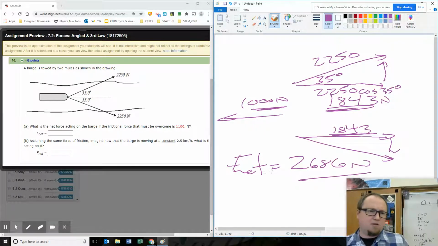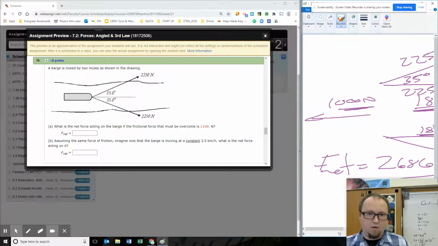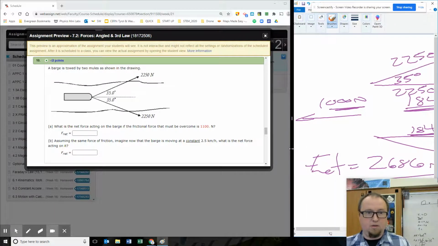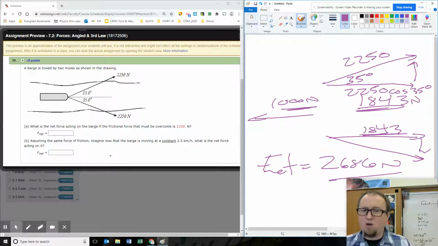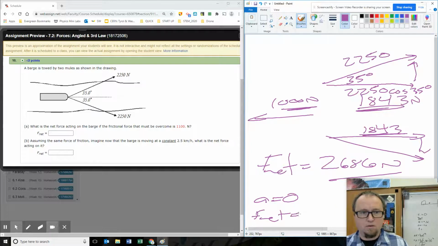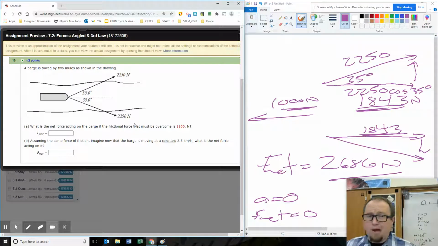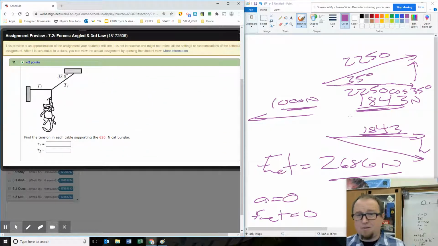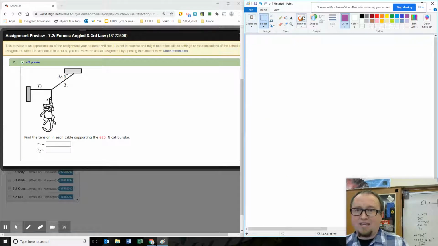Part B, assuming the same force of friction, imagine now that the barge is moving at constant speed. What's the net force? If you're going constant speed, your acceleration is 0. So what's your net force? 0. Cool. If that's wrong, let me know. I think that's right. I can't even plug in answers on my end as a teacher, so I just have to guess I'm right.